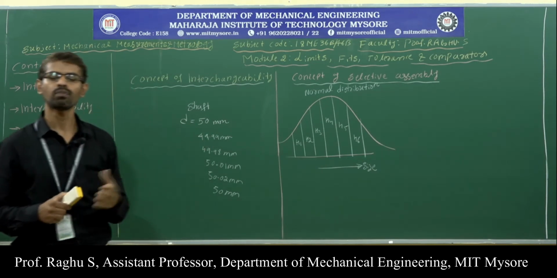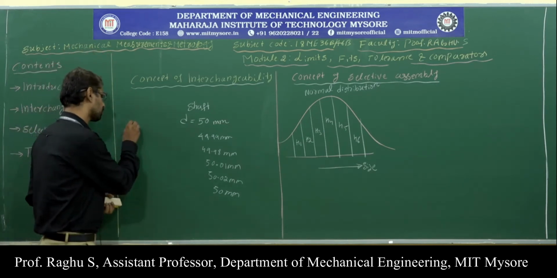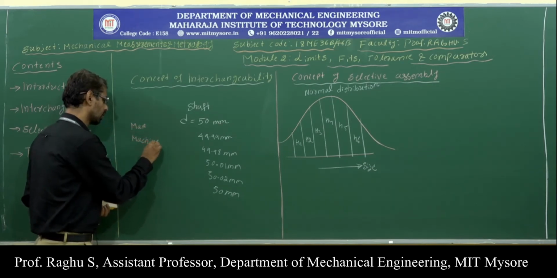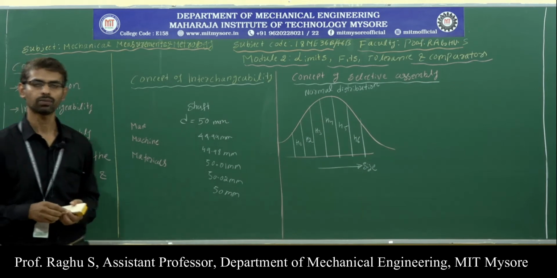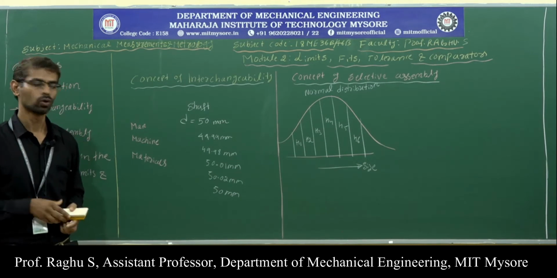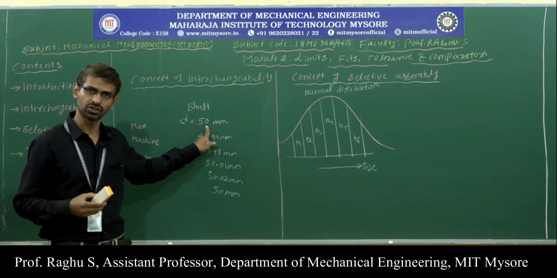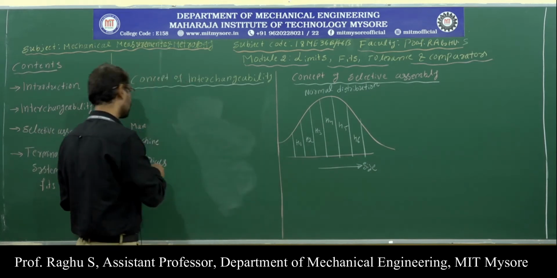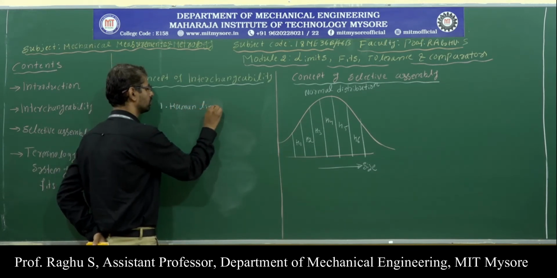We know that every manufacturing process involves three elements: man, machine and materials. Now, as I already told you, it is difficult to produce the component to exact dimensions, due to some limitations. The first limitation is human limitation.